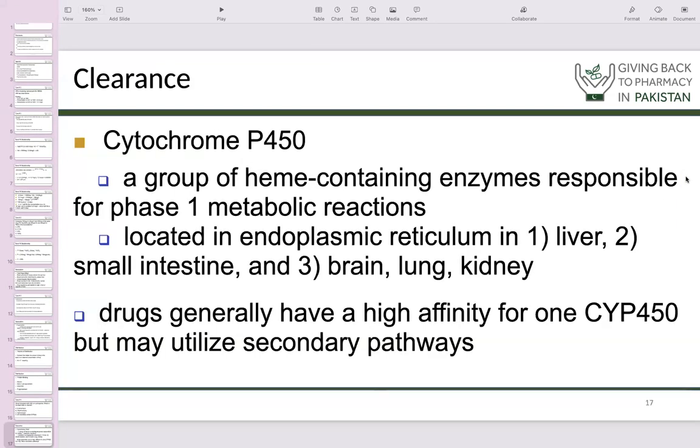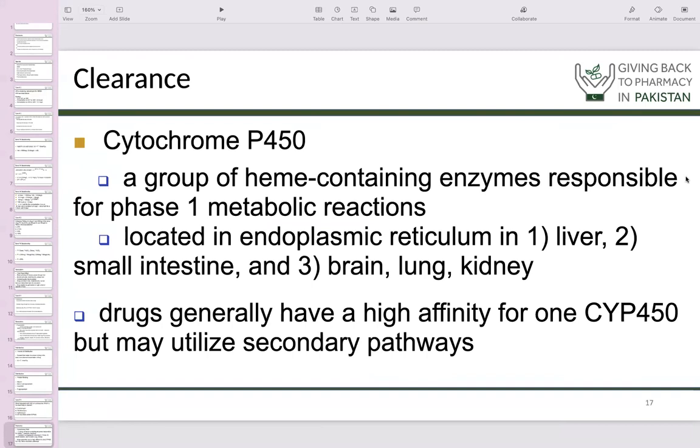Yeah, so the clearance of the drugs is mainly due to metabolism by cytochrome P450. It's a group of heme-containing enzymes responsible for phase 1 metabolic reactions, which are hydrolysis, oxidation, and reduction, located in the endoplasmic reticulum in the liver, small intestine, brain, lung, and kidney. Drugs generally have a high affinity for one of the CYP450s, but may utilize a secondary pathway.